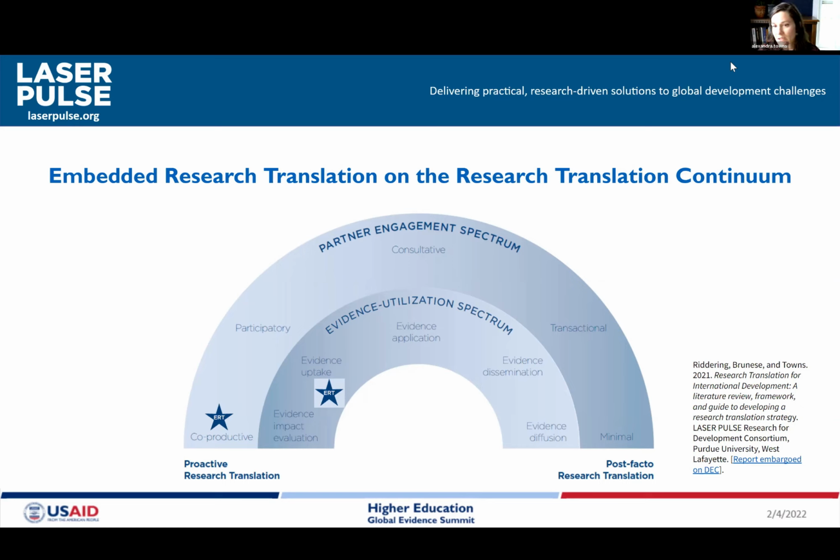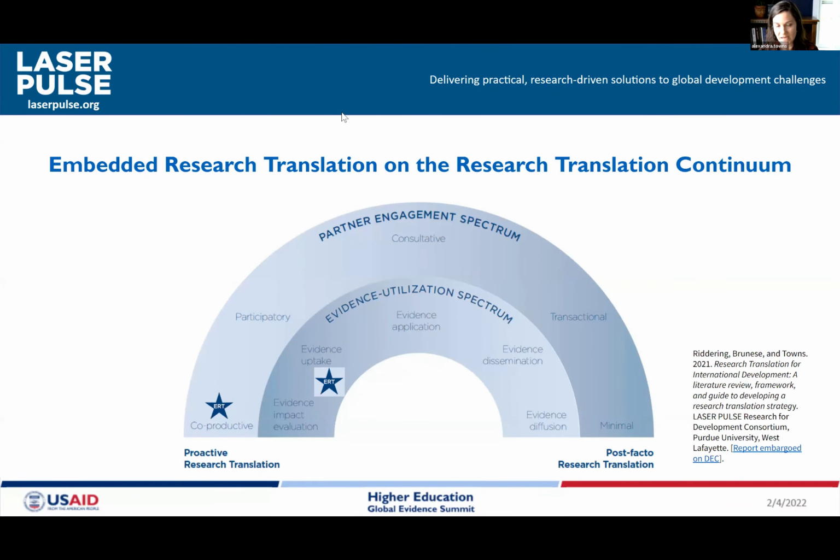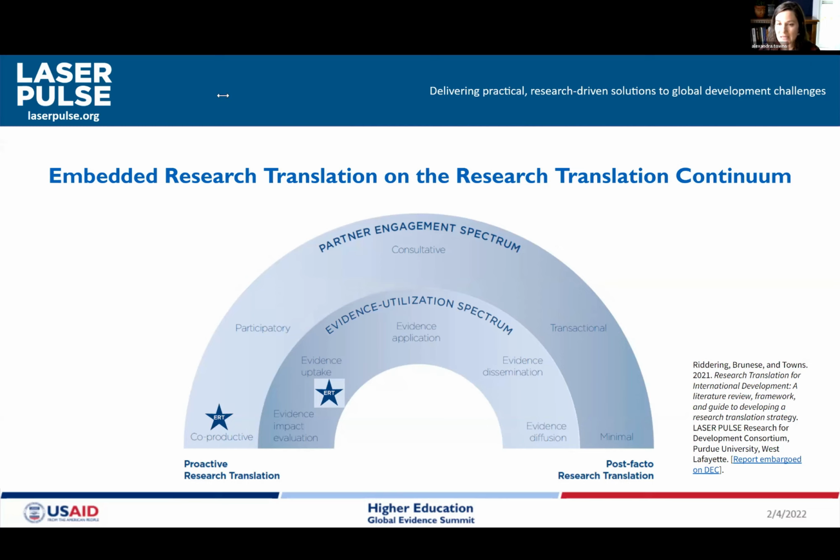In terms of the evidence utilization spectrum, which goes from evidence diffusion, meaning that the research is carried out and then it's published, maybe a practitioner will pick it up, maybe they won't, to the other side of evidence impact evaluation, where you really look to see whether or not the evidence was taken up and you formally carry out a study to determine what impact it had. ERT lands someplace, again, on that more left end, but not quite in the sense of evidence impact evaluation. It's a little closer to evidence uptake.